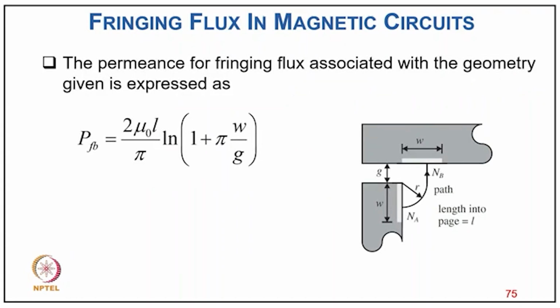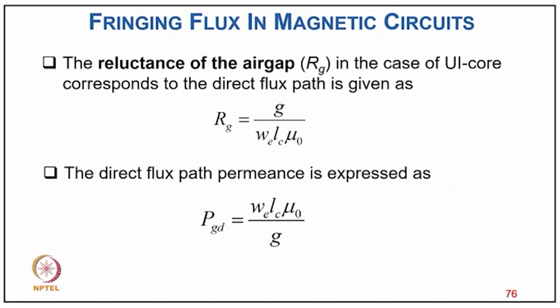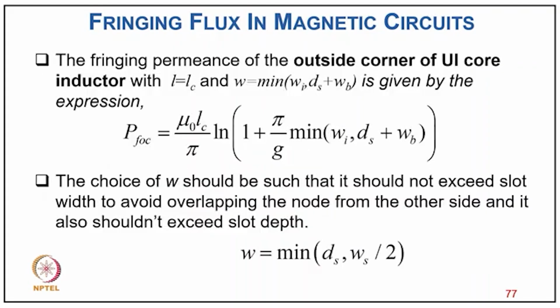So you can call it permeance of fringing flux from the side associated with the geometry given, expressed PFB equal to 2 mu 0 L upon pi and logarithm 1 plus pi into W upon G. So the reluctance of air gap in the case of U core corresponding to the direct flux path is given Rg equal to G upon WELC into mu 0, and the direct flux path permeance is expressed PGD equal to WELC mu 0 upon G.